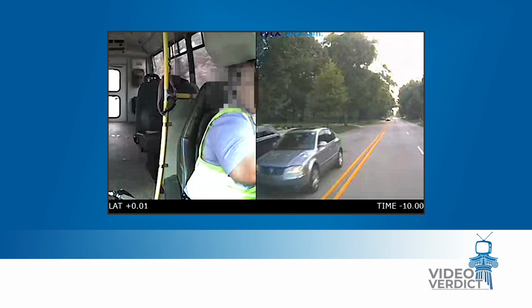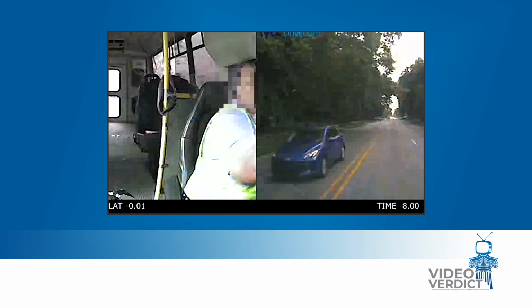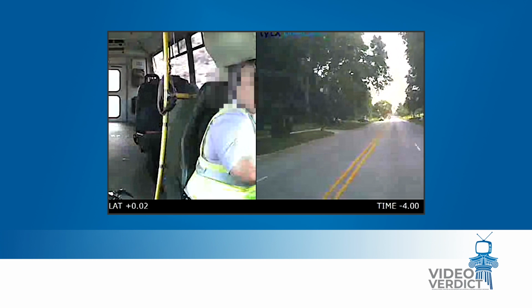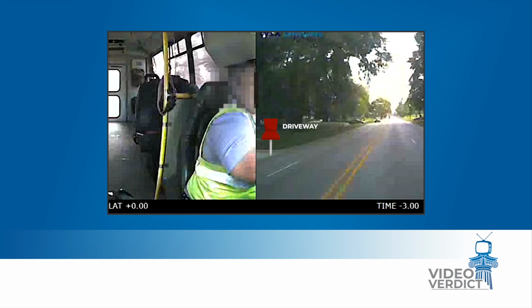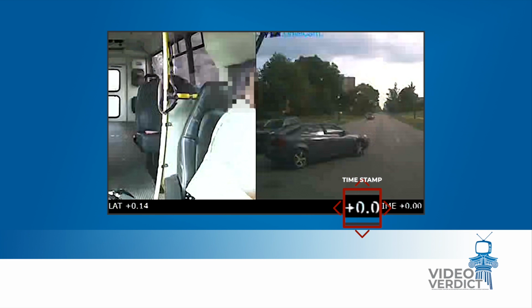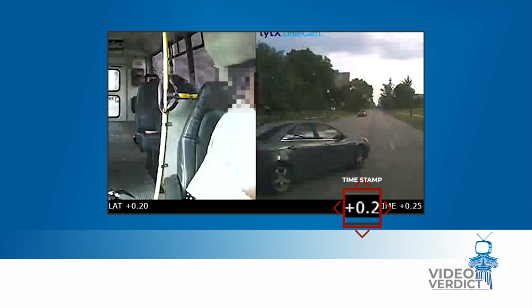Let's take a closer look at the video again and see if the bus driver did anything wrong here. When reviewing a dashcam video, it's important to identify two things: landmarks and time. Here on the bottom left-hand corner of the video, you see the edge of a driveway, and you see a timestamp of minus 3.0 seconds. As we run the video, we see that the bus is at the intersection when the timer hits 0.